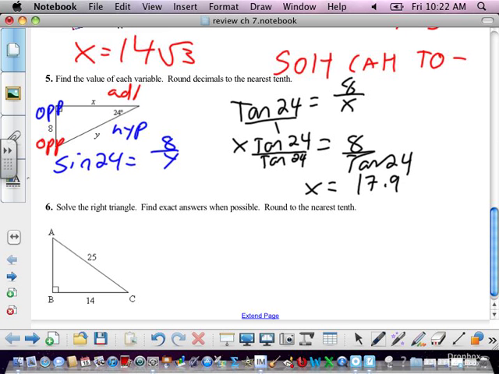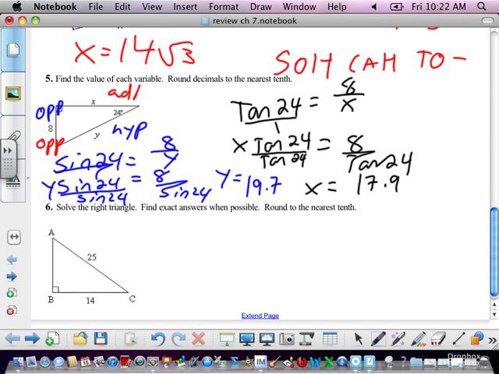Okay. Cross multiply. Remember, this is a 1 on the bottom. You get y sine 24 equals 8. Divide both sides by the sine of 24. Okay, so y is going to equal 8 divided by sine of 24, which gives us 19.7.